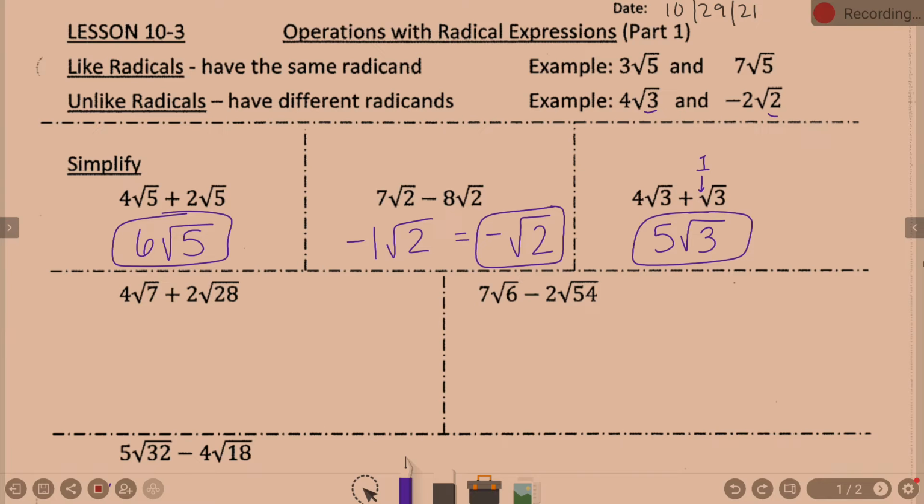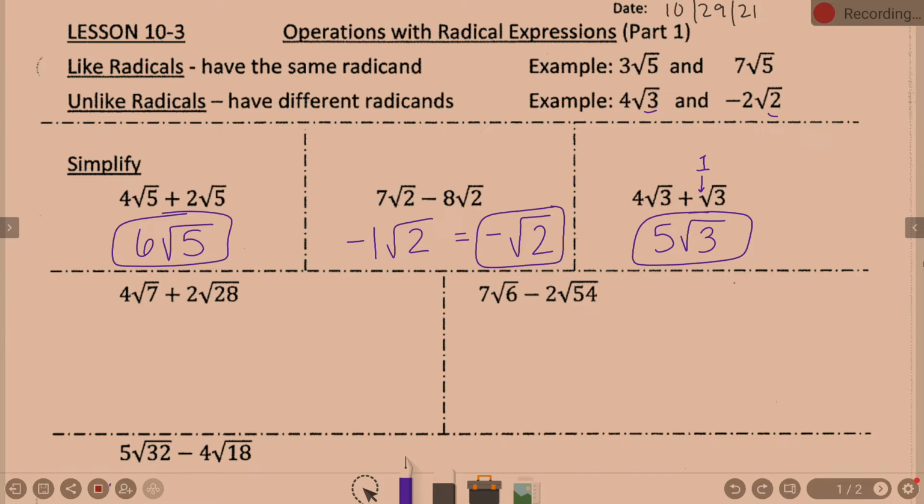Because we want to look and see, do square root of 7 or square root of 28 have any perfect squares in them? So square root of 7, the only thing 7 divides by is 1 and itself. So that's not going to help me. 28, what kind of things does 28 divide by?